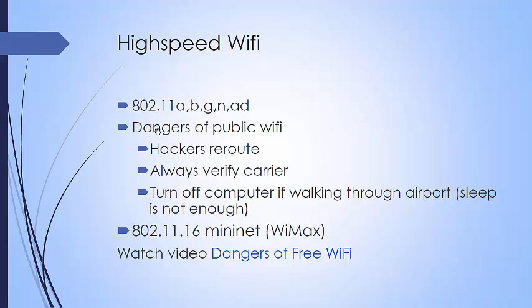And there are some significant dangers of using public Wi-Fi. One is that hackers may reroute messages, especially things like banking messages or personal phone calls, if you're not careful. It's always better to re-verify the carrier. And if you're walking through an airport, turn off your computer. And if you don't have security on your cell phone, turn off your cell phone or lock it up, something like that, because hackers can grab it and pull information off of it.